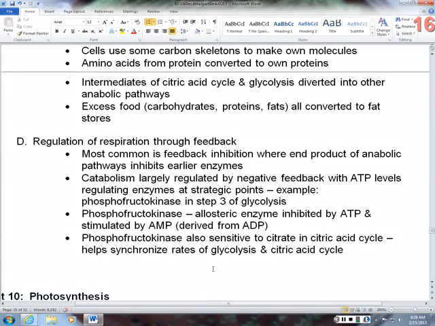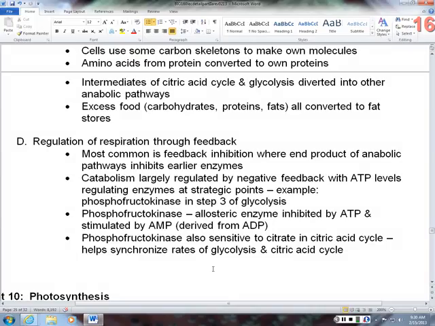So most of what we do in metabolism is going to be regulated through feedback mechanisms. Most is going to be feedback inhibition, where at the end of that anabolic pathway, if you build up enough of that product that you don't need it anymore, you're going to use an enzyme to inhibit something earlier in the pathway. So you go back to the beginning and say, okay, stop here and there.